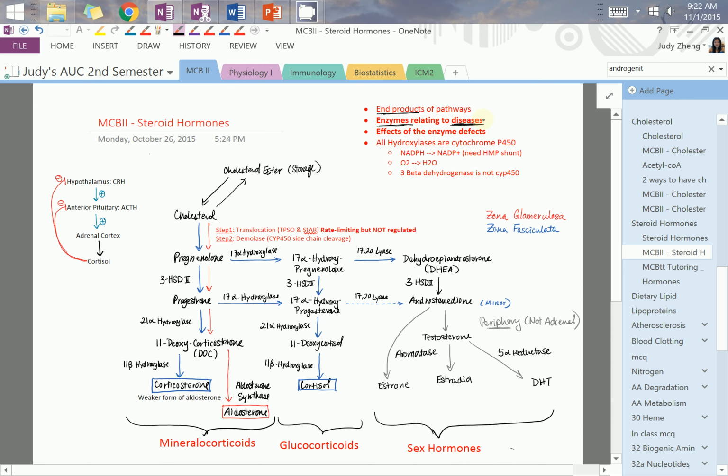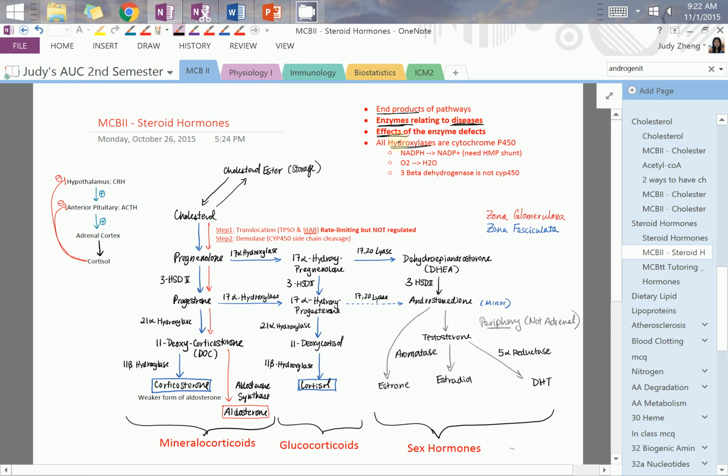And we'll go over all of the enzymes that we've talked about in the lecture. And you need to know the effects of the enzyme defects, but in pretty general terms so that you're able to distinguish one from the other. Then we'll talk a little bit more about hydroxylases in general, but we'll do that way at the end.